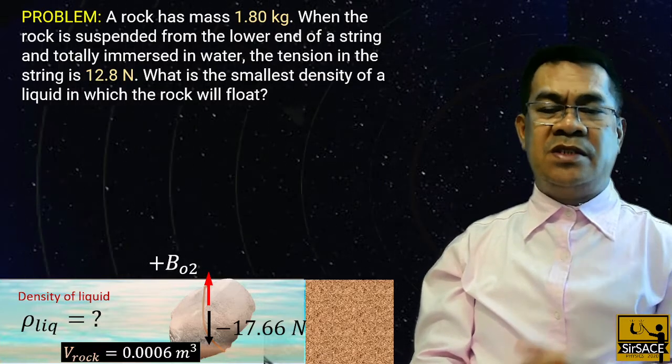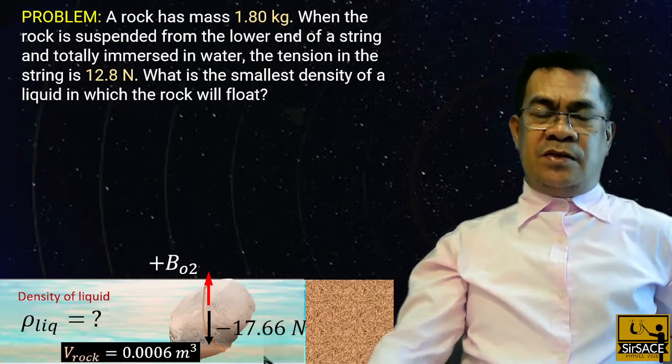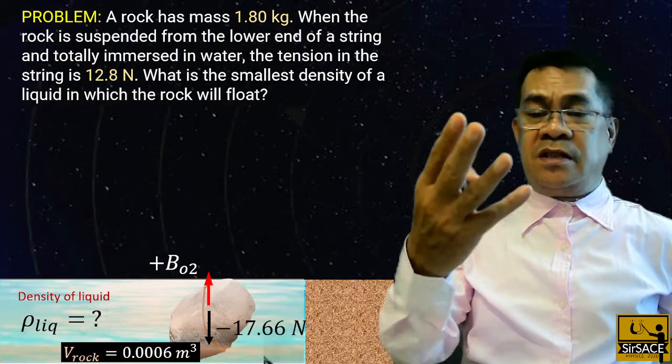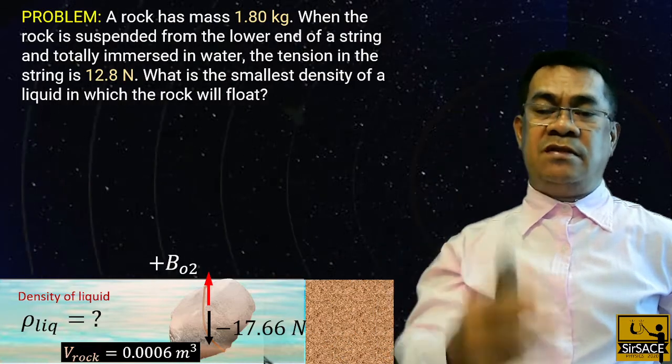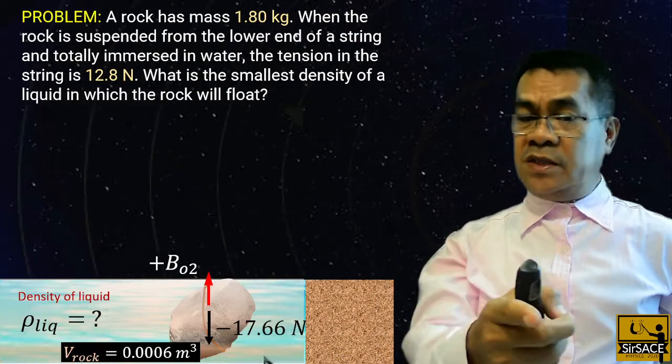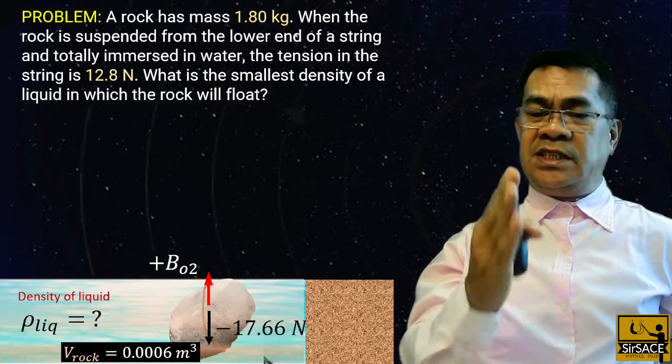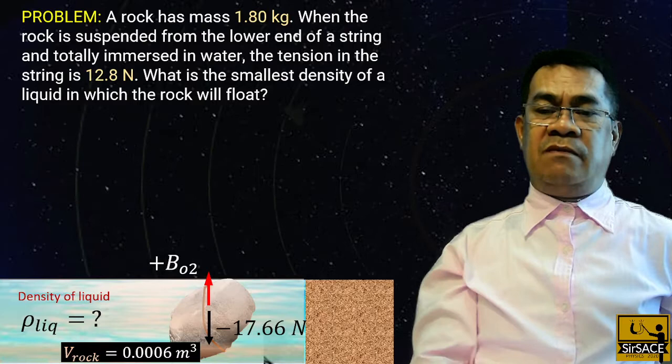So how will you deal with this problem? Notice that there are only two forces in that case, unlike before in water, where there are three. Why? Because there is a tension in the cord, in the string. The weight is still the same, 17.66. And the buoyant force, this is not the buoyant force we calculated before.